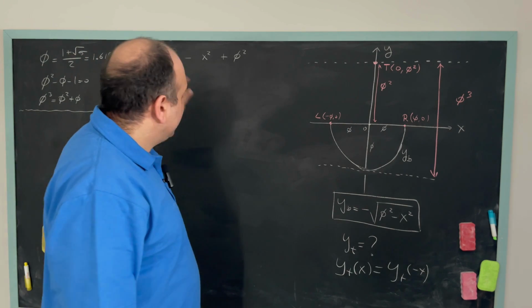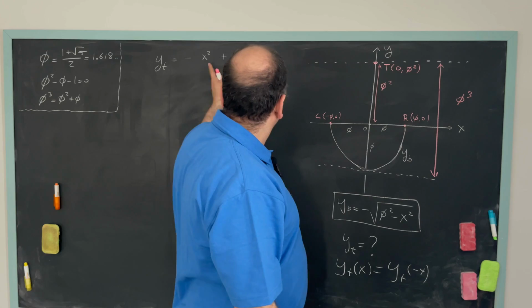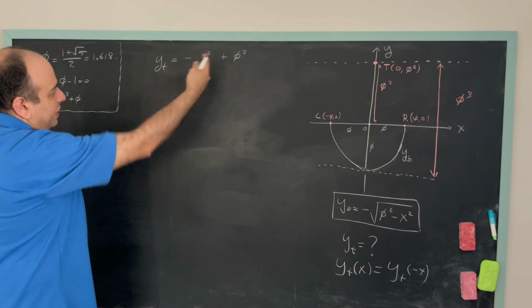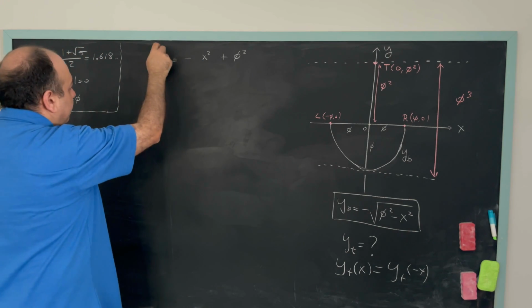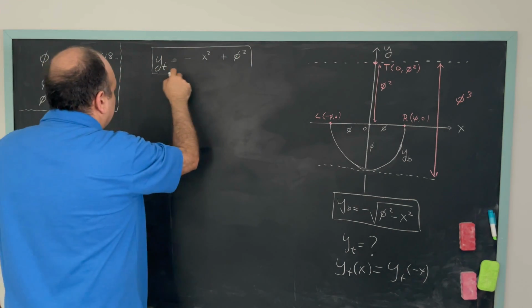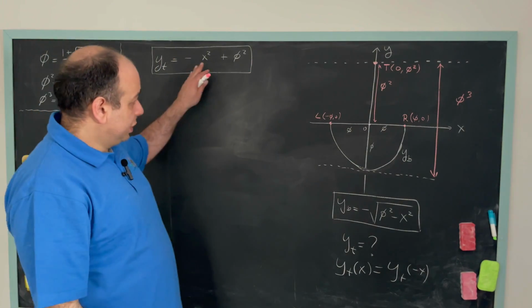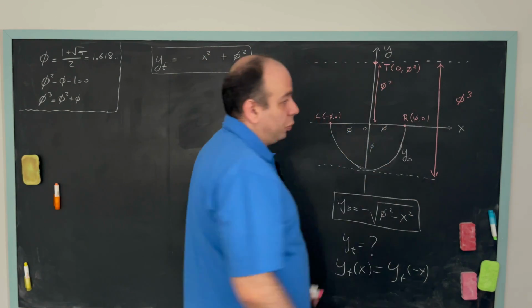So when y is equal to 0, we are on the x-axis. So x must be equal to phi or minus phi, right? So when y is equal to 0, x is minus phi or phi. So this is actually the parabola that I would like to use. So this parabola nicely connects L, T, and R points.